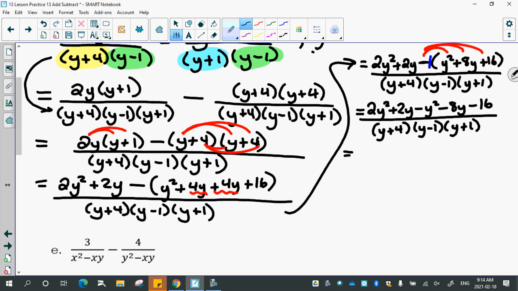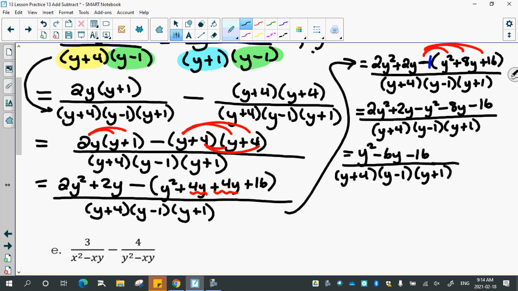Now I'm going to collect my like terms. So I've got 2y squared minus y squared is y squared. Positive 2y minus 8y is negative 6y. And then minus 16 over y plus 4 times y minus 1 times y plus 1.